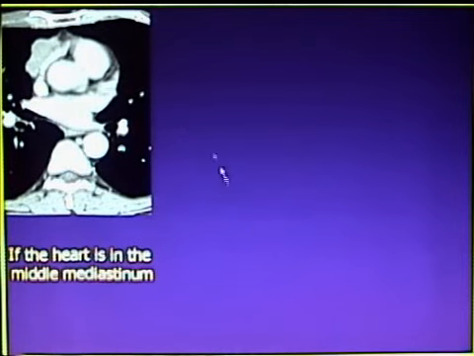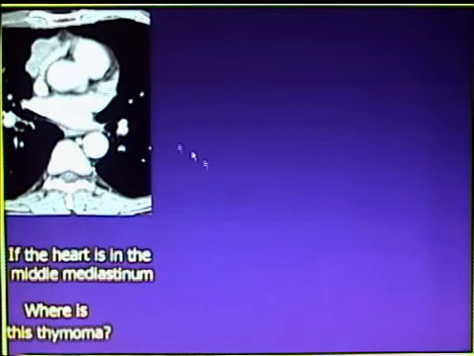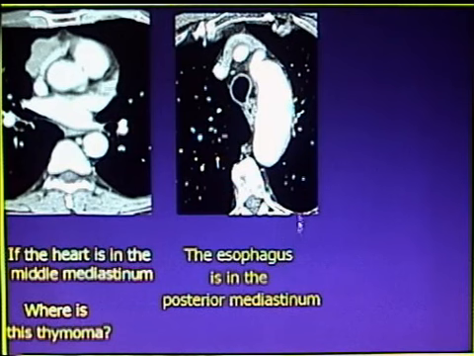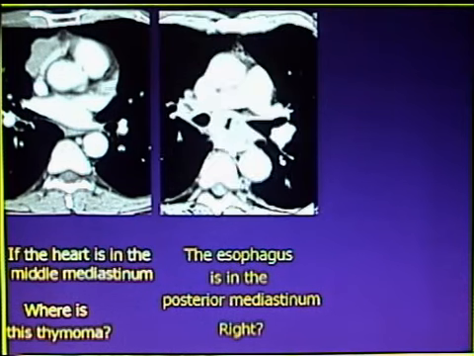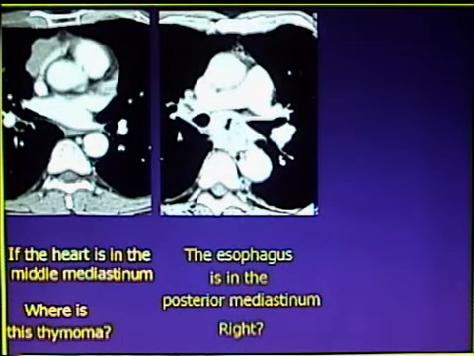Examples: if the heart is in the middle mediastinum, such as it's supposed to be, then where is this thymoma? Is it in the middle mediastinum? It's supposed to be in the anterior mediastinum. The esophagus is in the posterior mediastinum, right? Well, actually, it looks like it's in the middle mediastinum in this one. And in fact, when there's pathology, such as in this patient with gross thickening of the esophagus due to esophageal cancer, we've got extension of disease to the subcarinal region, which is clearly in the middle mediastinum.